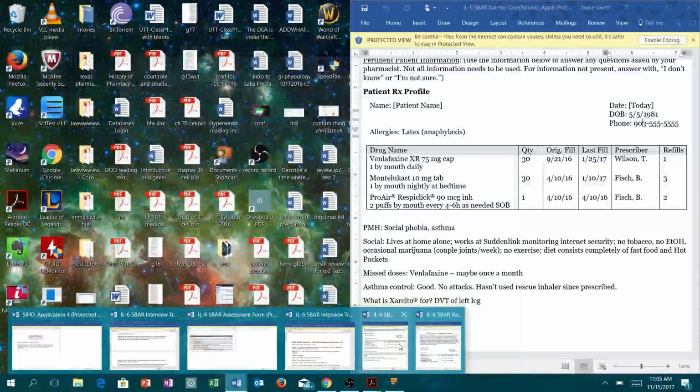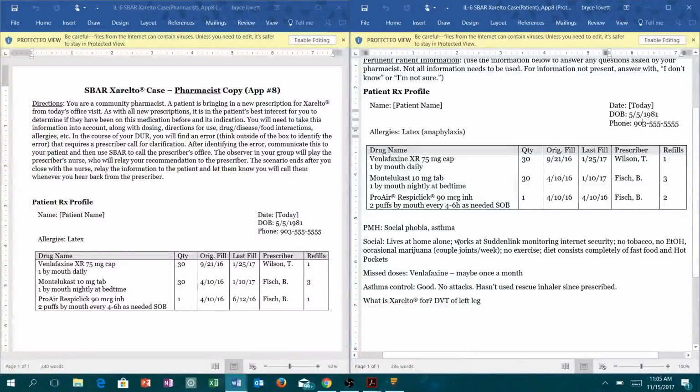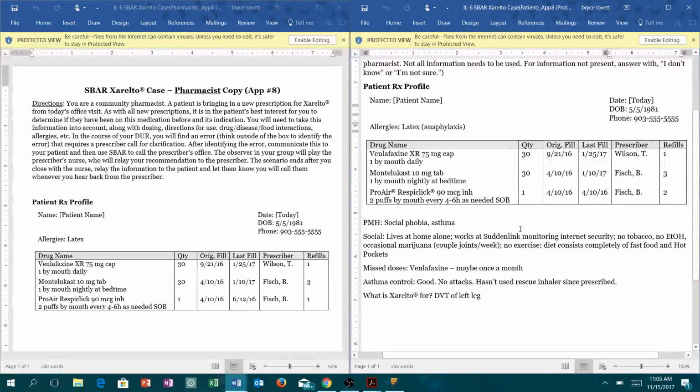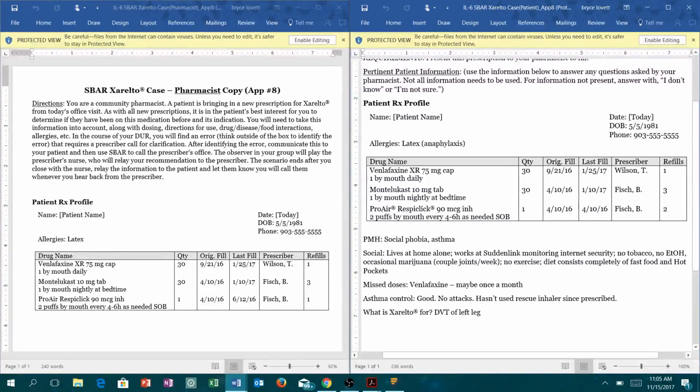Have y'all done the Xarelto one? No, but he's got asthma, but he's smoking. He's got social phobia, but he says he hasn't used his rescue inhaler at all because he's not smoking. Maybe that's outside the box. That's pretty funny. More paranoid. He doesn't say that specifically, but yeah.